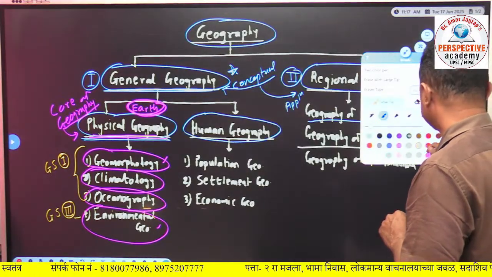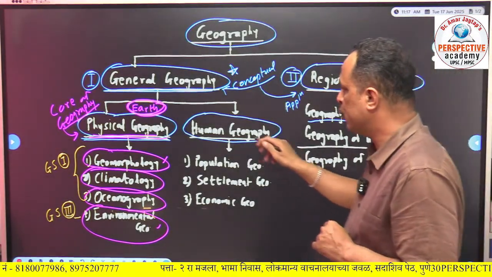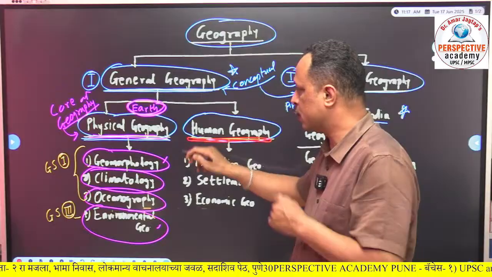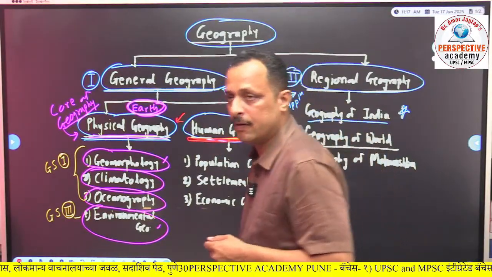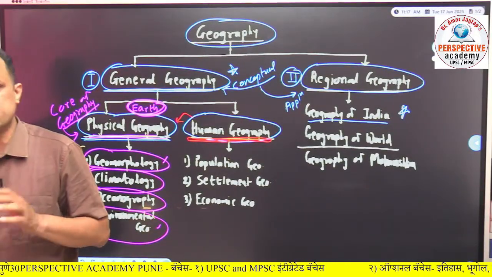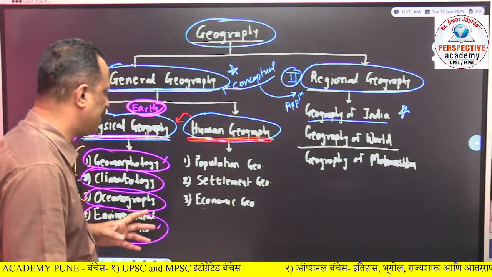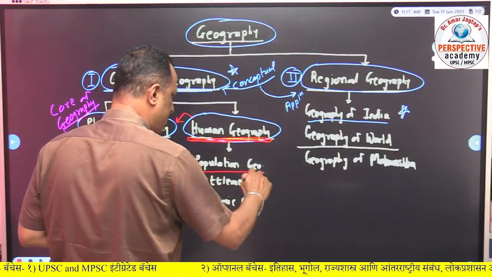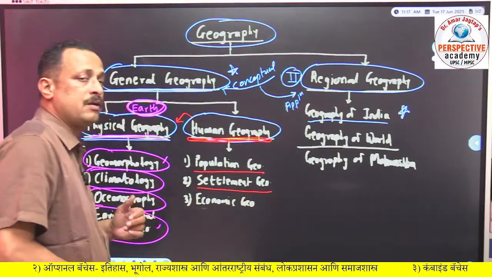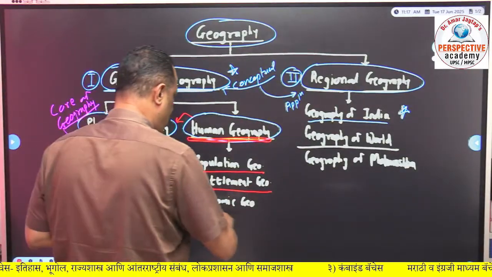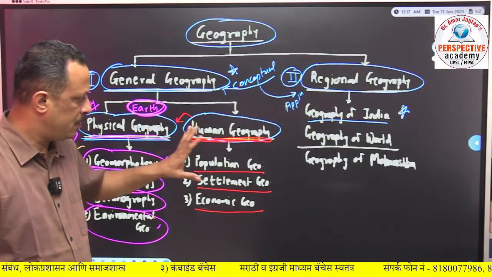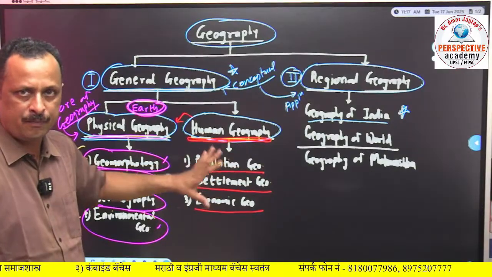Now next, human geography. What is this human geography? Basically, human geography is the role of human beings in the physical environment. What role human beings are playing in the physical environment, that we are going to consider over here. In that context, we study human population. Under population geography, we study settlement geography, that is settlements of humans. Then we study economic geography, which includes study of human economic activities, natural resources, etc.